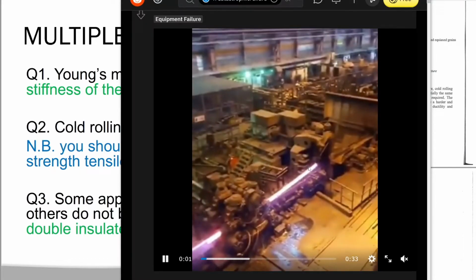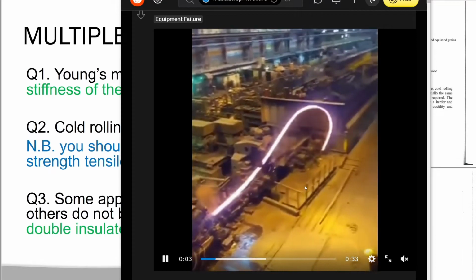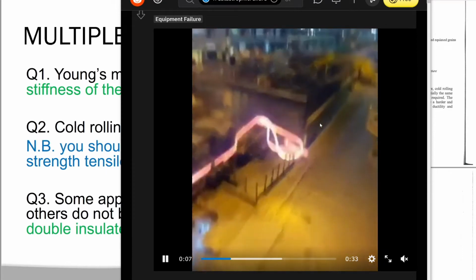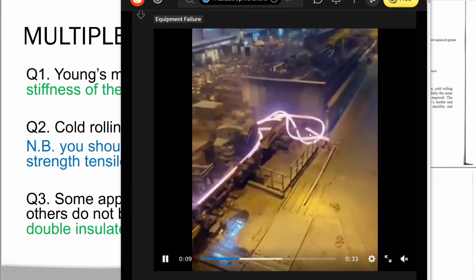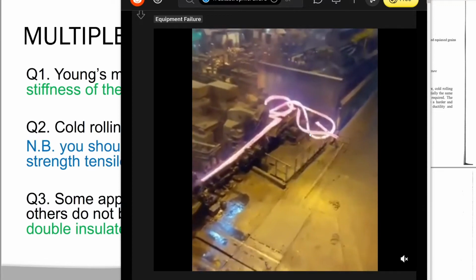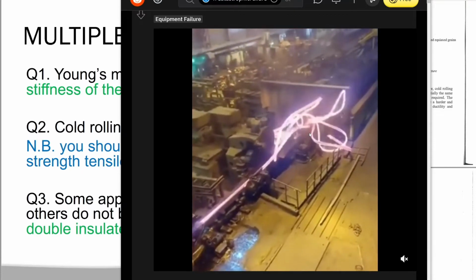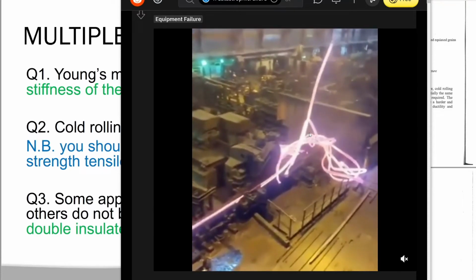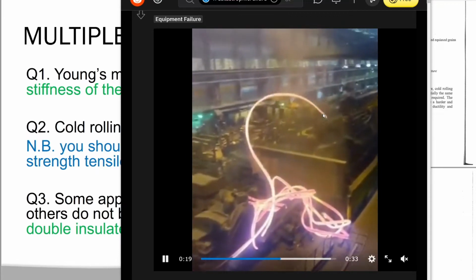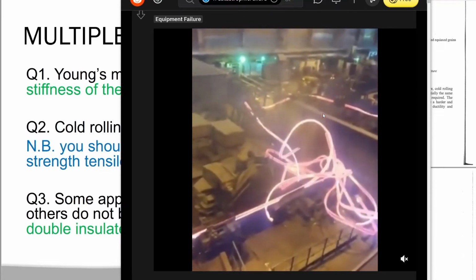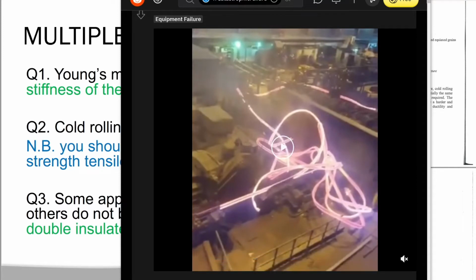Oh, before that, this is some hot rolling. I can't normally show this in class because it's on Reddit and Reddit's blocked. But yeah, a bit of a disaster. Too much rolling. There you go, that's 30 seconds, you're never getting back.